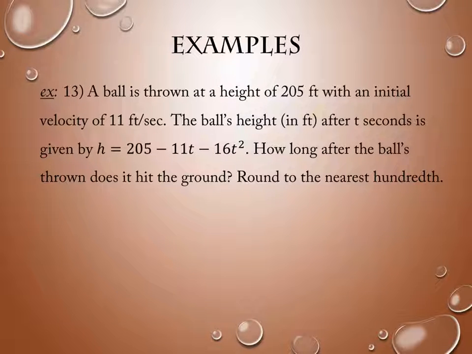So we have a ball. A ball is thrown at a height of 205 feet with an initial velocity of 11 feet per second. The ball's height in feet after t seconds is given by 205 minus 11t minus 16t squared. And the question asks, how long after the ball is thrown does it hit the ground?